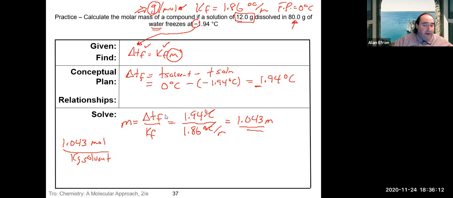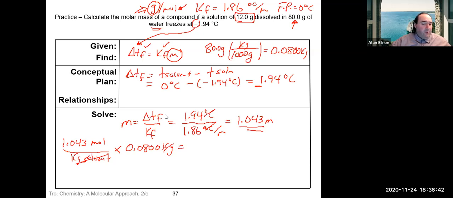We have 80 grams of water, which is our solvent. So if we take 80 grams and convert it into kilograms, 1,000 grams in a kilogram, going to move that over 3 places, so that's 0.08 kilograms. We now can multiply our molality by the kilograms of our solvent, which is our water. The kilograms will cancel each other out. And this again is how we're going to get to our moles part of it.